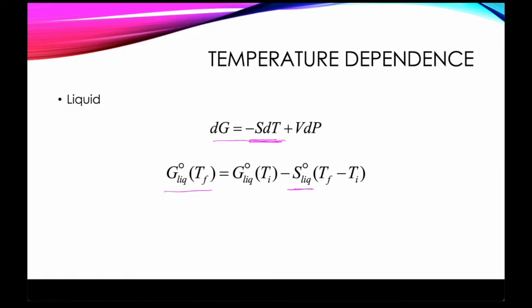So if we increase the temperature by 2 degrees, the Gibbs energy of the liquid at a 2-degree higher temperature is related to the initial temperature through this expression. And again, it depends on the entropy of the liquid.